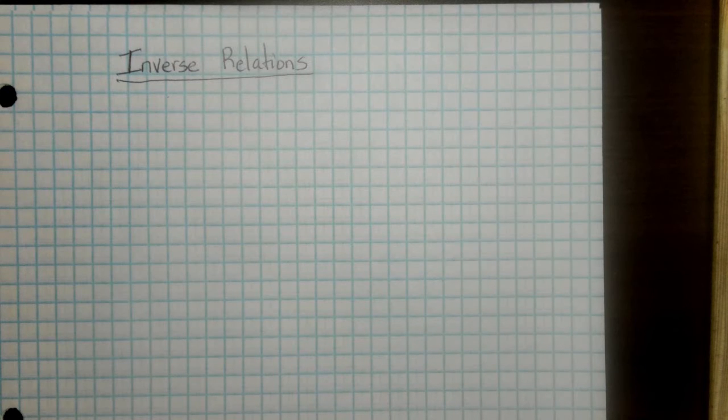Alright, so today we're going to talk about inverse relations, and then we're going to go into inverse functions. So, to start with, let's remember what a relation is. A relation is a set of ordered pairs. You have inputs and outputs.